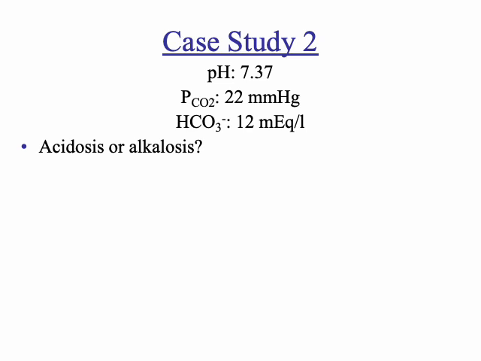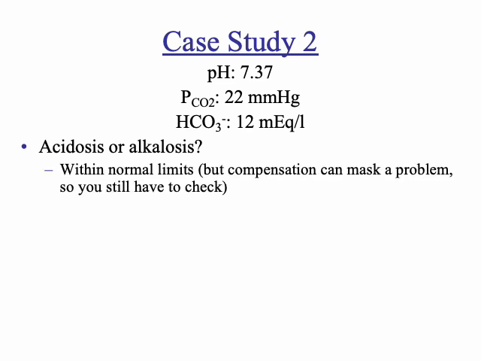Like 7.37 is kind of in our normal range, but we can't stop here because with compensation, a patient could have a disturbance and be hiding it from you, and you'd be really in trouble if you miss this. So even though the pH is in the normal limits, we still have to check. So let's see if the CO2 is abnormal. Now the CO2 is very low.